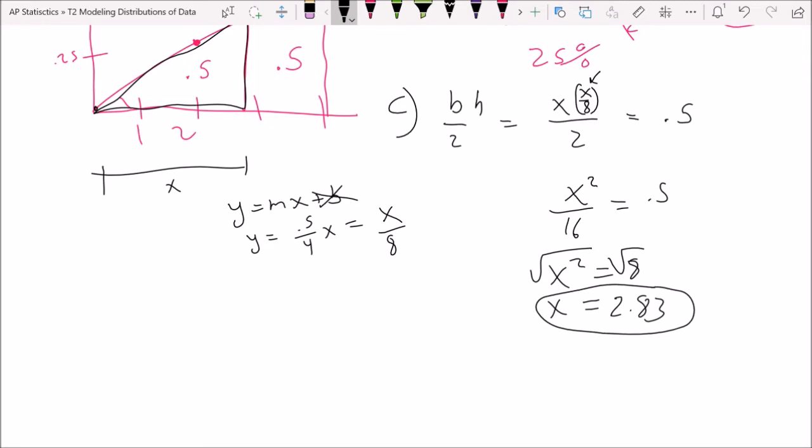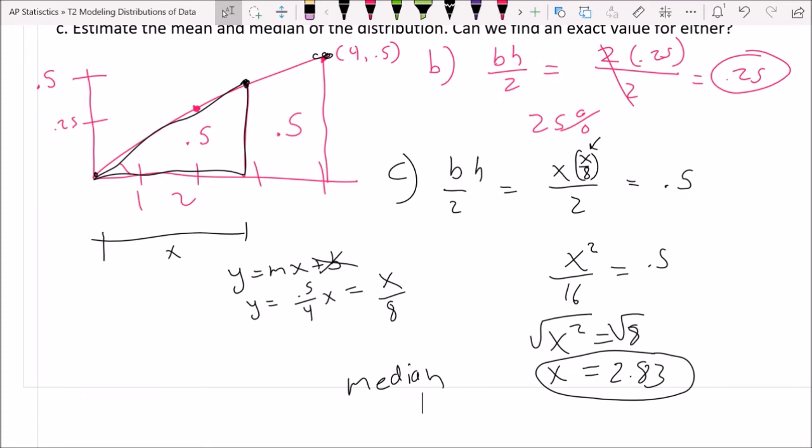And so we actually are able to calculate the median. We have to use some algebra tricks, but that's okay. And then the mean, like I said, that's not going to be as easy, although it appears that with this skew, it might be somewhere to the left of that value.